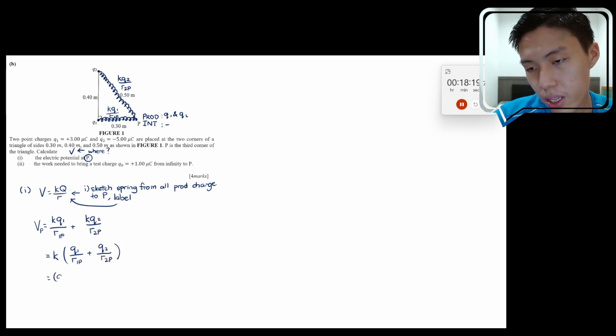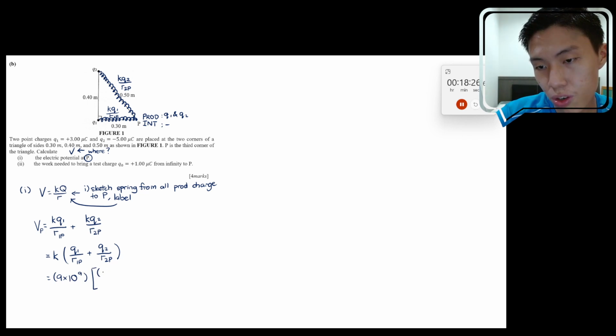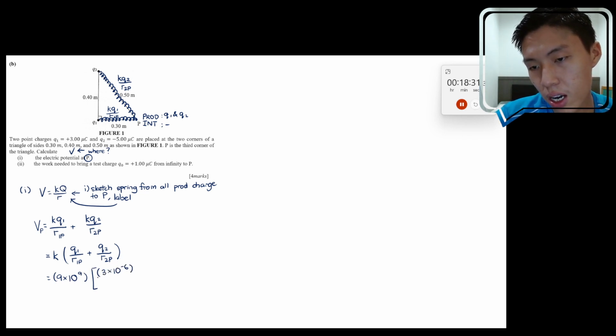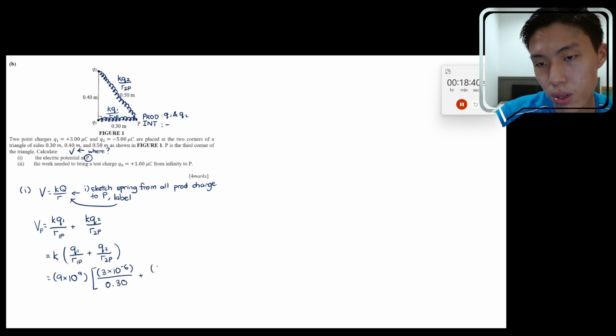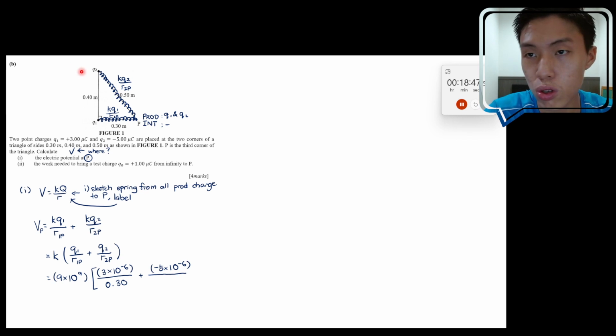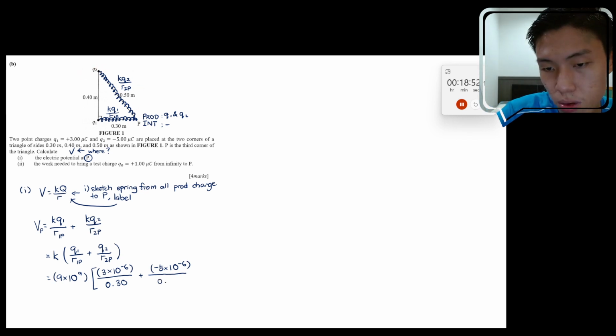So this will be 9 times 10 to the power of 9. How much is Q1? 3 microcoulomb, so 3 times 10 to the power of -6. R1P, the distance between 1 and P, is 0.30. Let's continue. Then you have your Q2. Remember to put in the sign, -5 microcoulomb. Then the distance between 2 and P is 0.5, so this will be 0.50.